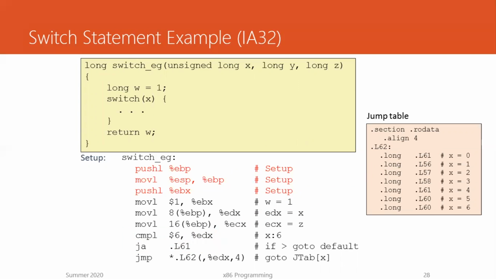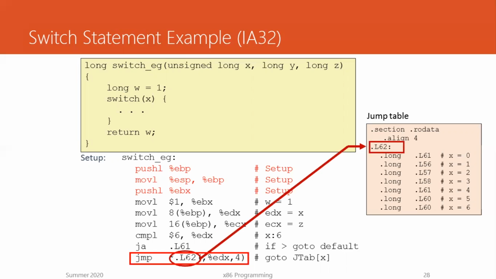And otherwise, depending on the value of X, we are going to find the corresponding entry in the table. And how are we going to do that? We use the direct jump using the jump instruction, which says that instead of jumping to a specific address, it jumps to an address contained in an address. And what does that mean? It means that we jump to this label .L62, which is the base address of our jump table.